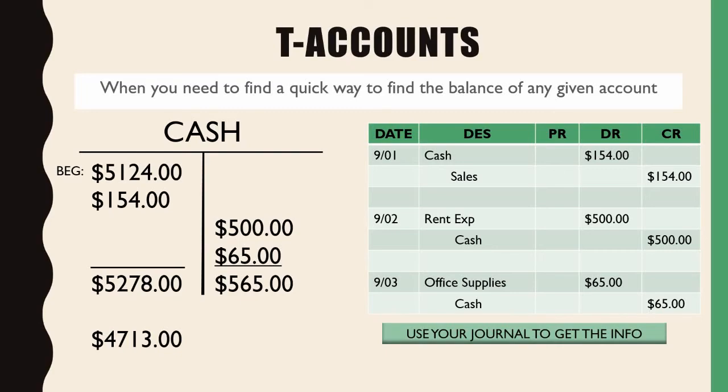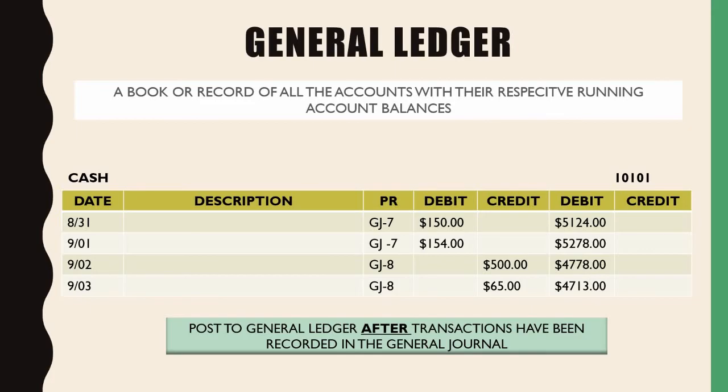Okay, so let's compare. Repeat again: the journal is just a list of your day-to-day transactions. Here I had a sale. Here I paid for rent. Here I bought office supplies. That's it. Your ledger is going to give you a running balance, because here it keeps track for you.